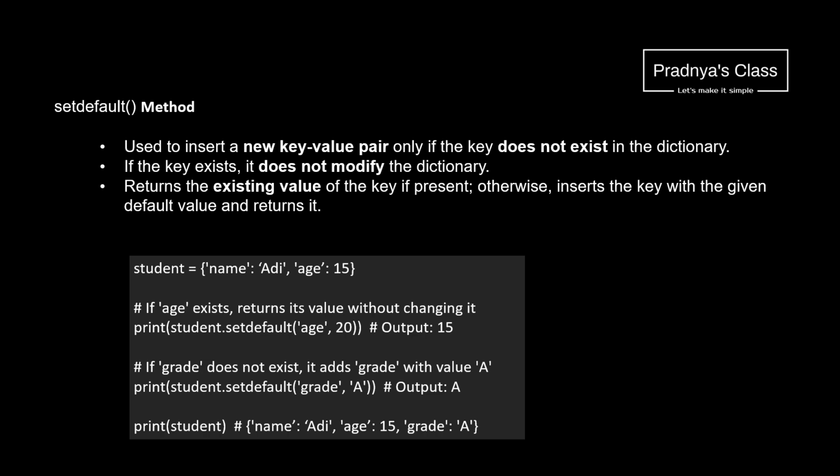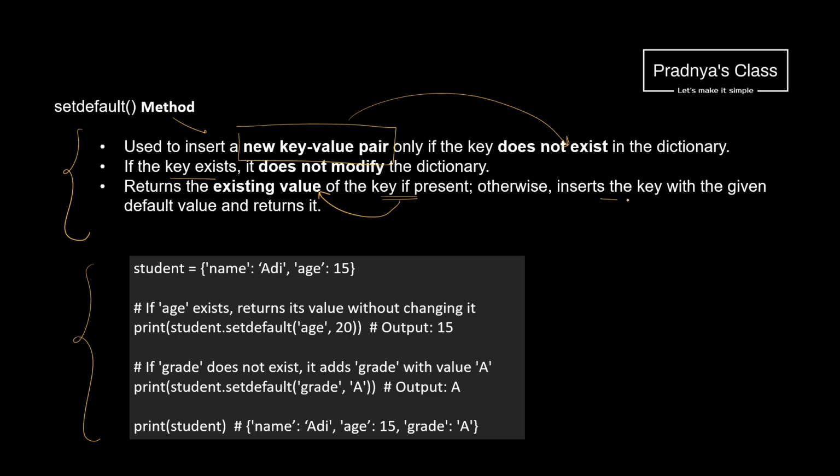In this way, you can write the answer. First, you will write the working of the method followed by one example. The setDefault method inserts a new key value pair if it doesn't exist in the dictionary. But what if the key already exists? Then it will do nothing. What does this function return? If the key is already present in the dictionary, it will return the existing value of that key. Otherwise, it inserts the key with the value and returns it.